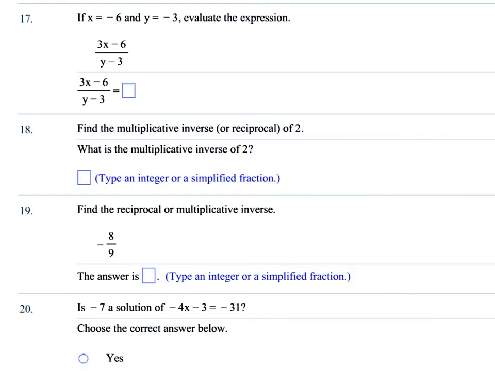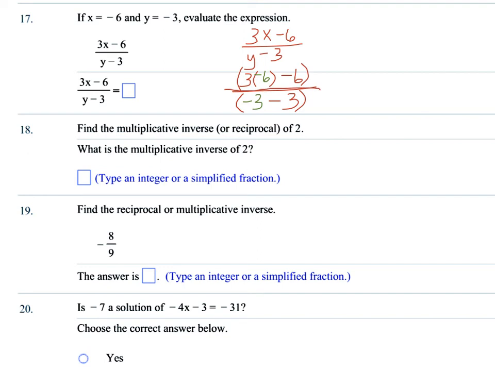Let's take a look at another evaluate the expression problem. In number 17, if x is negative 6 and y is negative 3, evaluate the expression, the quantity 3x minus 6 over the quantity y minus 3. Again, we'll start by substituting negative 6 for x and negative 3 for y. So remember that a fraction requires parentheses because I need to do everything on the top of that fraction first, everything on the bottom of that fraction, and then I'll end with my division.